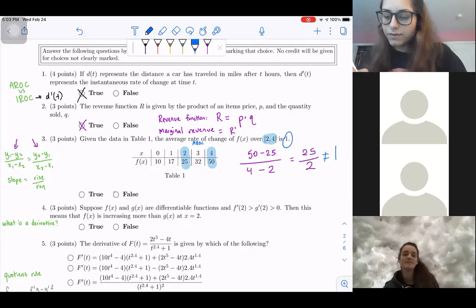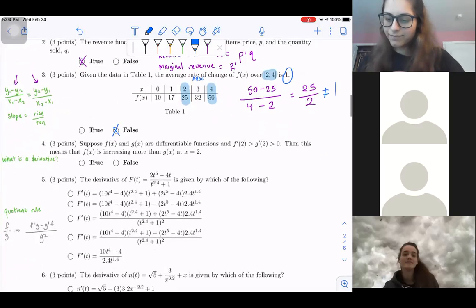So this should be false. Right, so there we found the average rate of change from an interval.